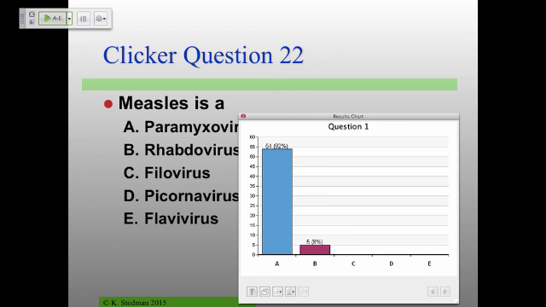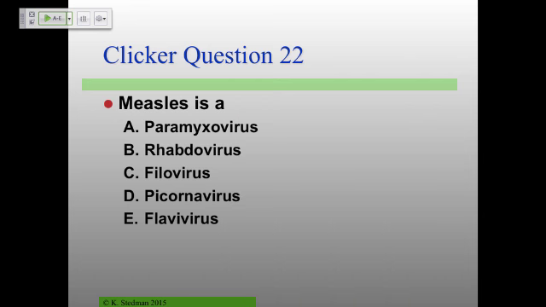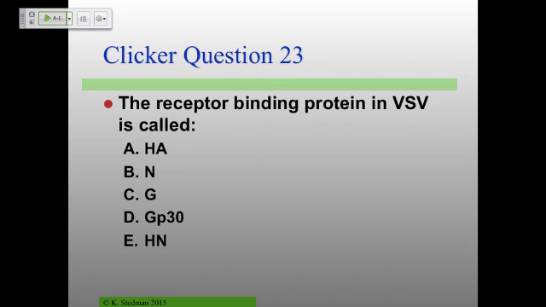Rhabdoviruses are what? Rabies and some other ones as well. What else? VSV, vesicular stomatitis virus, as well. So our next question: the receptor binding protein of VSV is called HA, N, G, GP30, or HN.